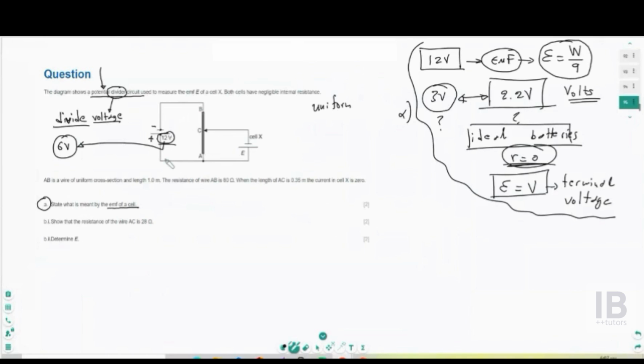Okay, the problem is here that for part B, it says show that the resistance of the wire AC, just this part, is 28 ohms. You are given that the resistance of the total wire AB is 80 ohms. What is the meaning of uniform? Can you explain it to me? It means that it's the same for the whole wire.